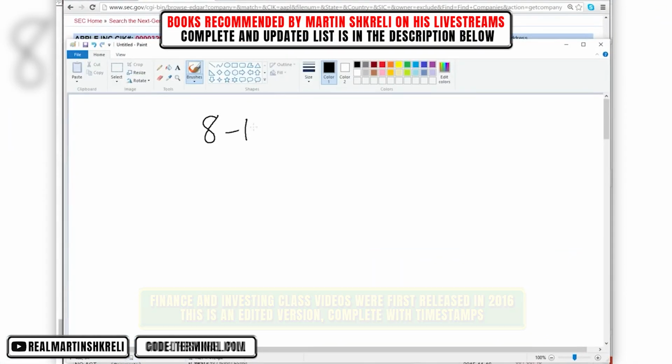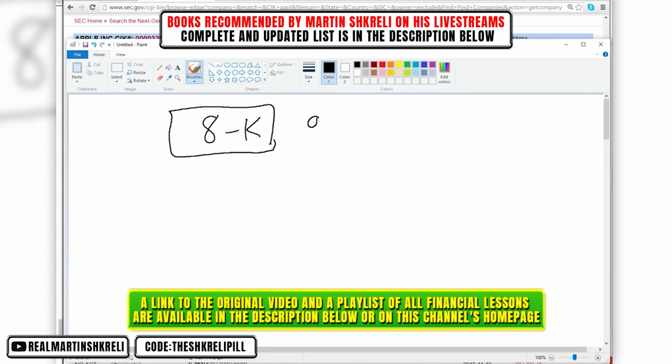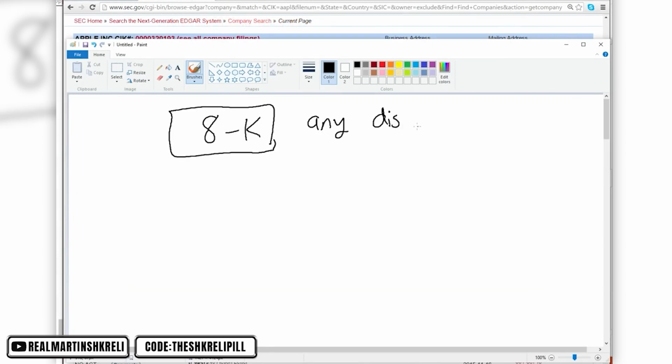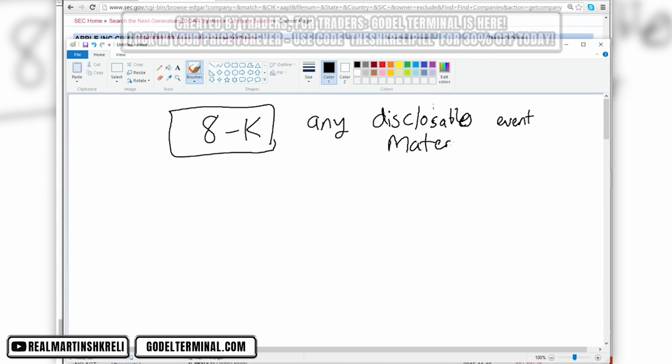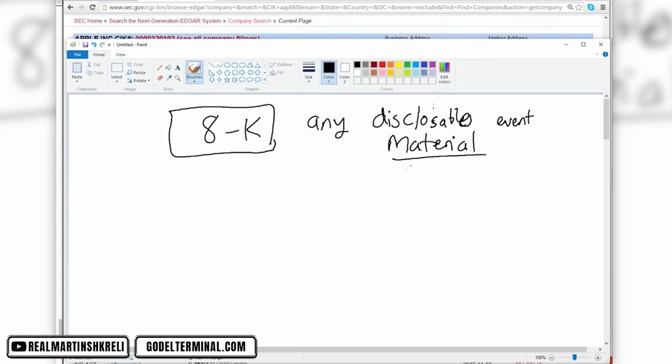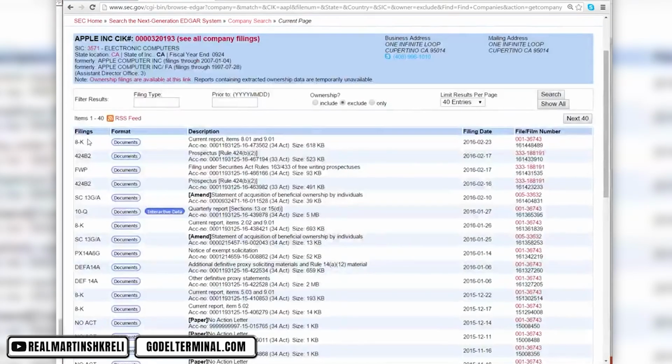An 8K is any disclosable event, basically. So any big news. And what's disclosable? This actually has been a topic in the news lately. Any kind of material, meaning important, right? Any material event. And you'll get to know what that concept is. So that's what the 8Ks are.